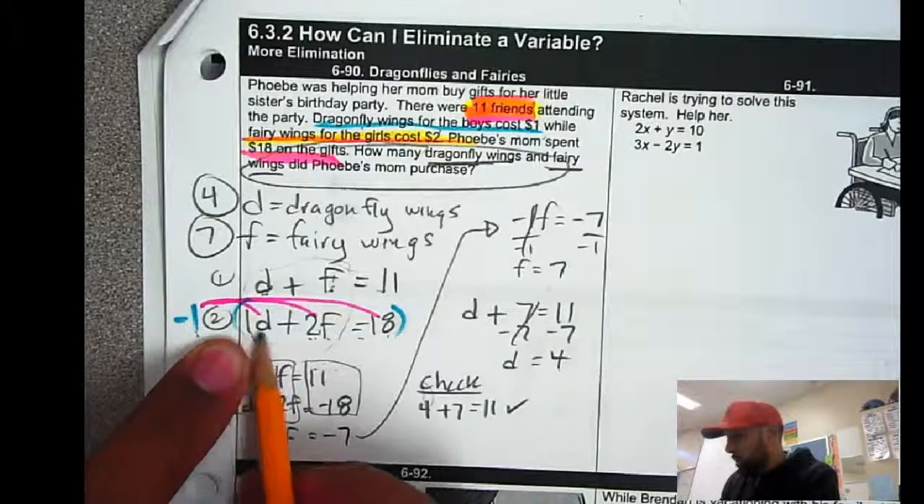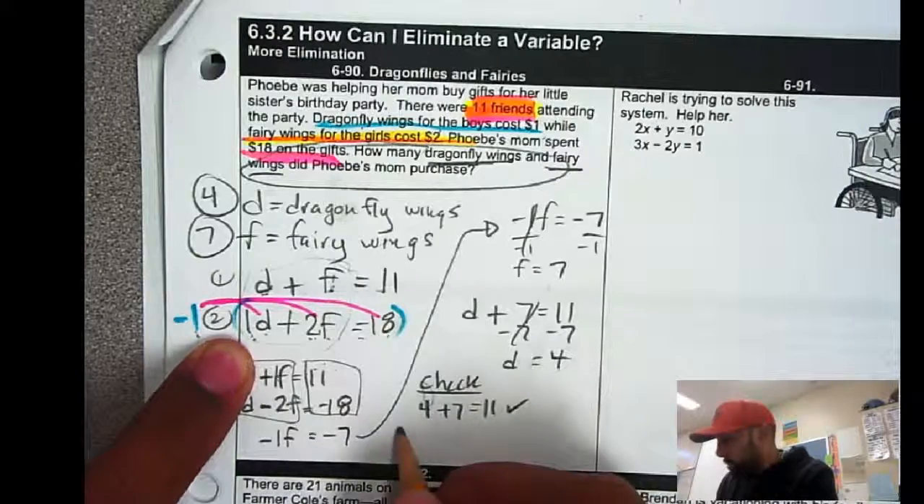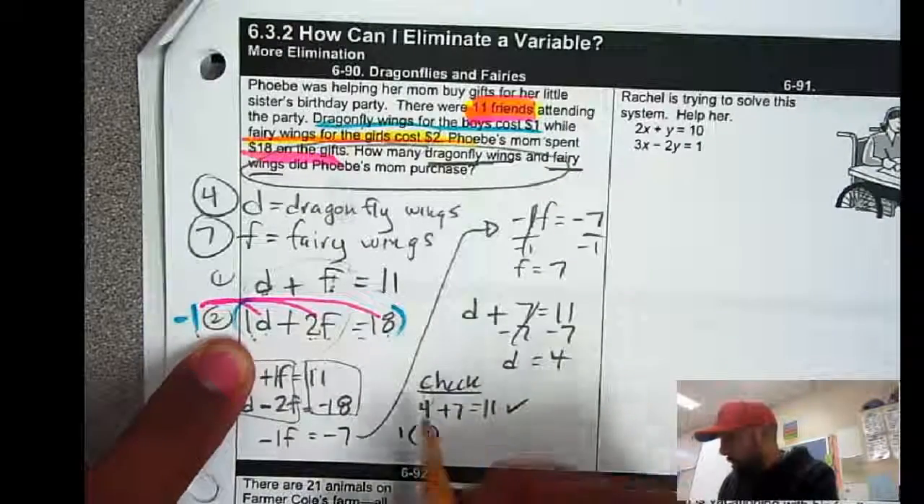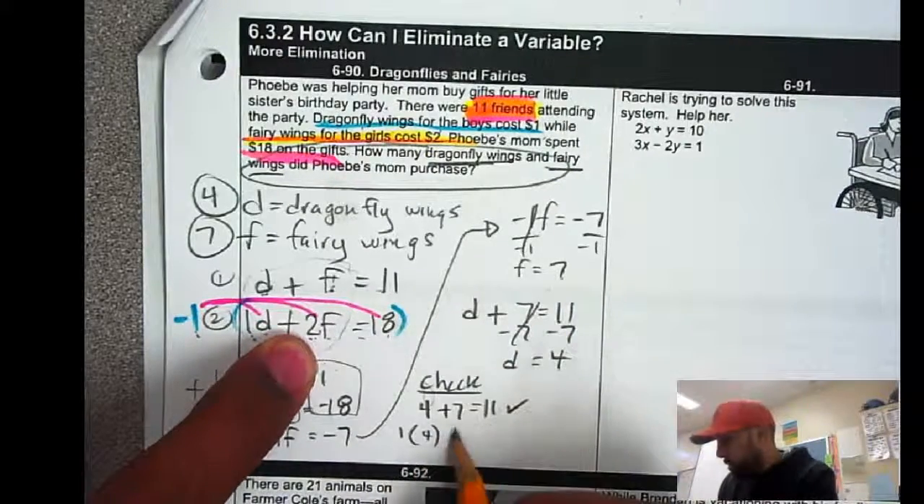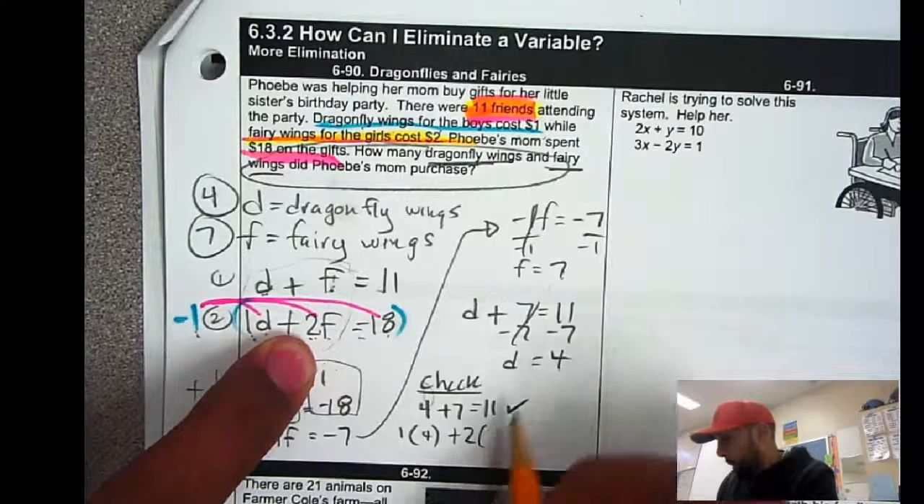Then for the next equation, I want to make sure it works there too. So I'm going to plug in the D: 1 times 4, and then 2 times your F, which is 7.